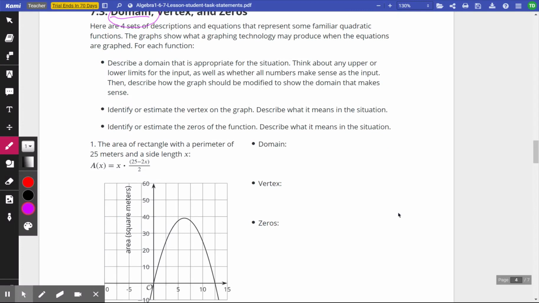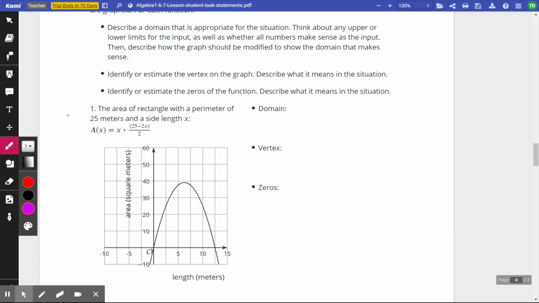All right, so let's talk about the domain. Well, first of all, I need to read this. It says the area of a rectangle with a perimeter of 25 meters and a side length of x, and it gives us this function, and that's what's graphed here. So what I really care about is this keyword that we're talking about, area. And that's important to me because I need to know what I'm looking at on this graph, what is being graphed here.